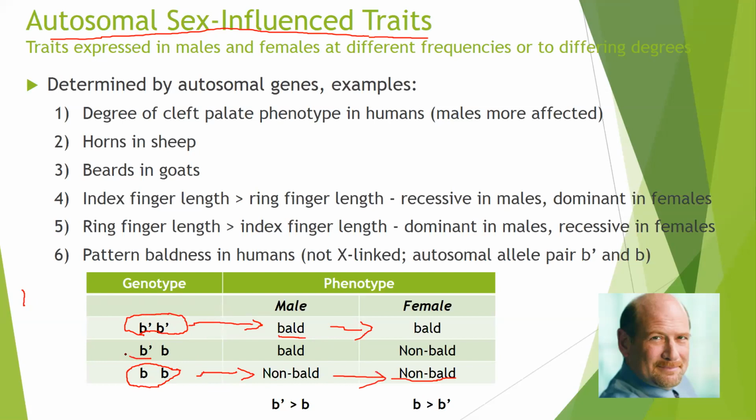However, when we look at the heterozygous genotype, B prime and B, the dominant and recessive relationship is totally different in male and female. That's why we call these autosomal sex-influenced genes. For example, the heterozygous genotype will give you bald in males, but non-bald in females. So this is another mechanism.